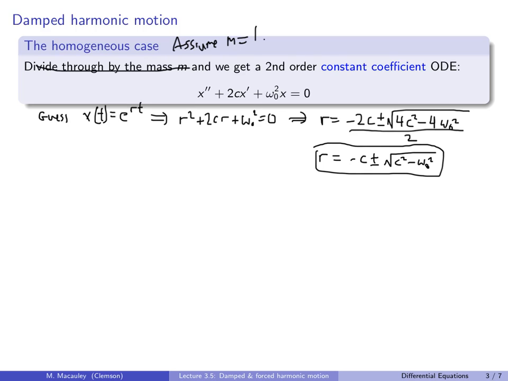So let's actually write this down. We have 3 cases. The first case is when we have complex roots. Notice that happens precisely when c is less than omega naught. So when the expression under the square root is less than 0, that happens when c is less than omega naught. And in this case, we say that our system is underdamped.